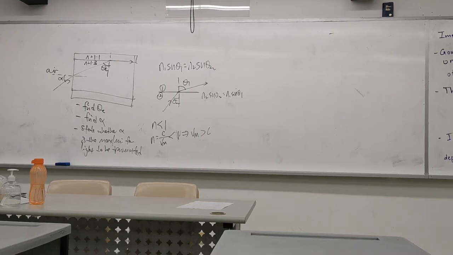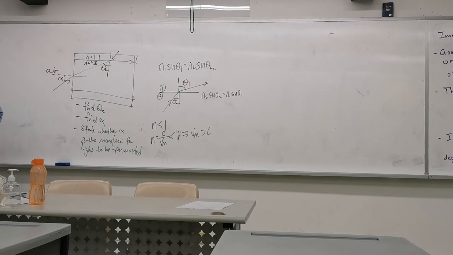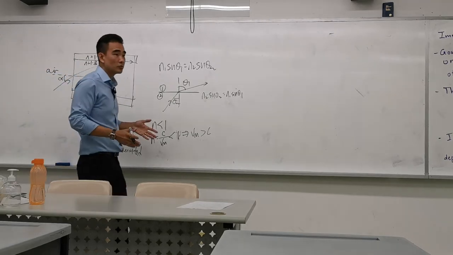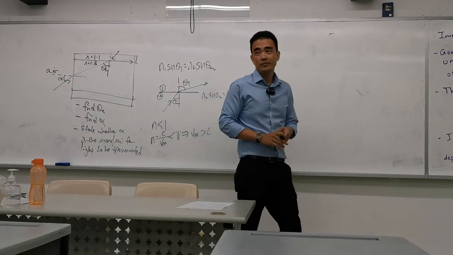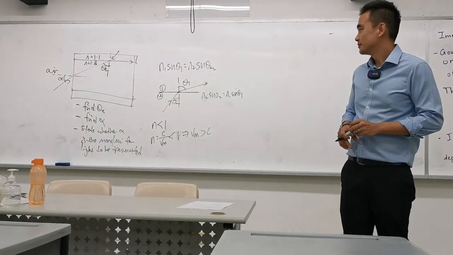Go ahead. Use Snell's law. What should this theta over here be? 90, yes, correct. So sine 90 is equal to? Come on, 1, yes, correct.